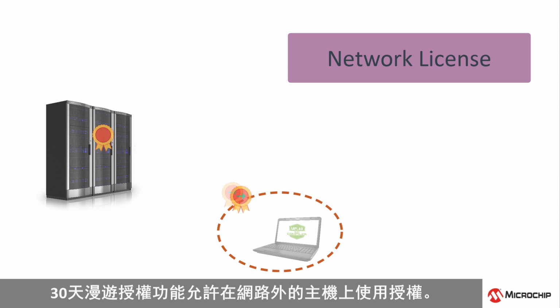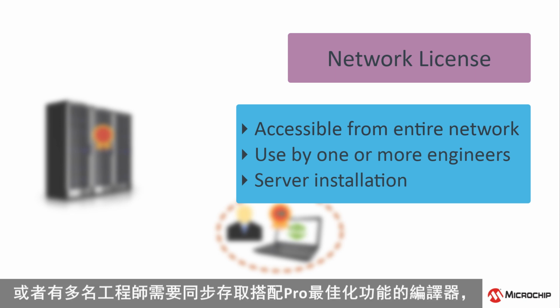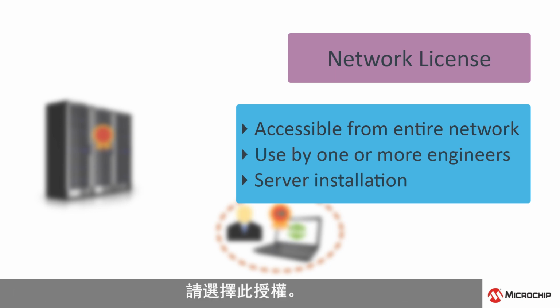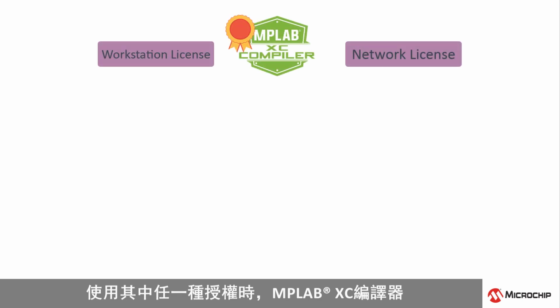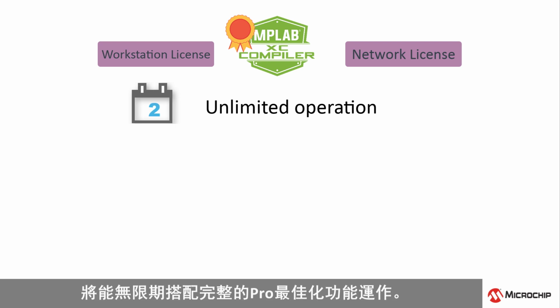A 30-day roam-out feature allows the license to be used on a host machine outside the network. Choose this license if you prefer the license to be installed on a central server, or when more than one engineer requires simultaneous access to a compiler with PRO optimizations. When using either of these licenses, MPLAB XC compilers operate indefinitely with full PRO optimizations.